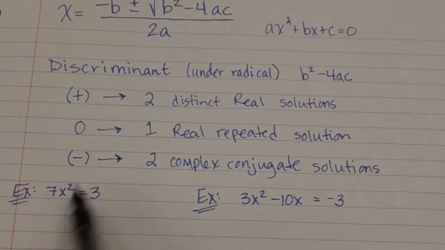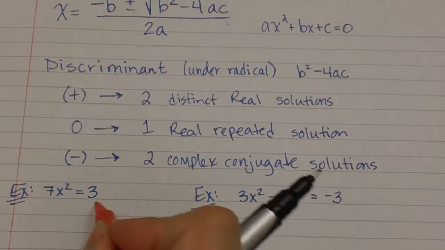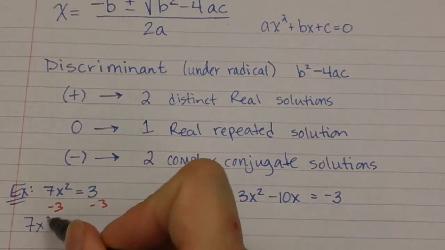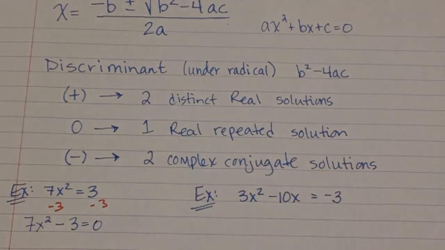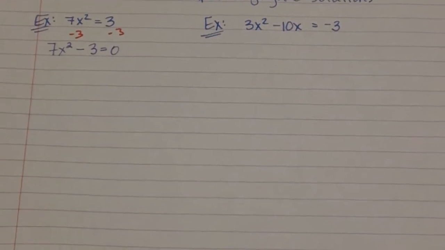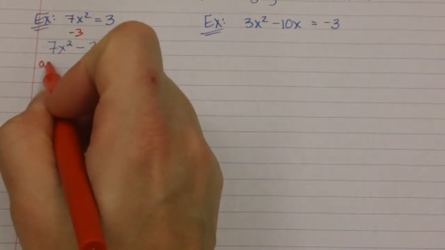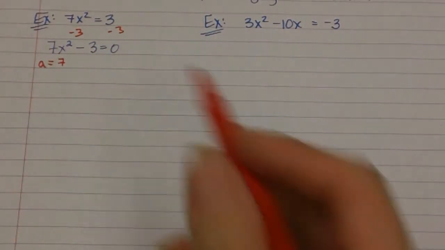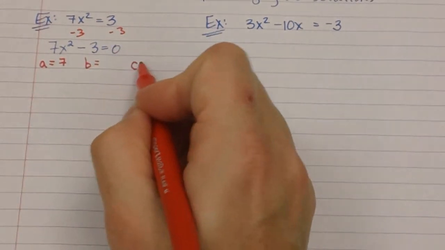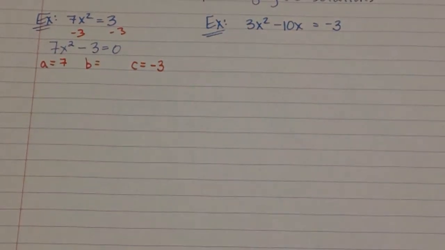So our first problem is 7x squared equals 3. Remember, we need to start out in standard form, so we'll subtract the 3 to the other side, so it's equals 0. So we have 7x squared minus 3 equals 0. Keep in mind that for the quadratic formula, we just need the values of a, b, and c. In this equation, the value of a is 7. The value of b, we'll talk about in a second. And the value of c is negative 3, because c is the constant term, or the term with no variable.